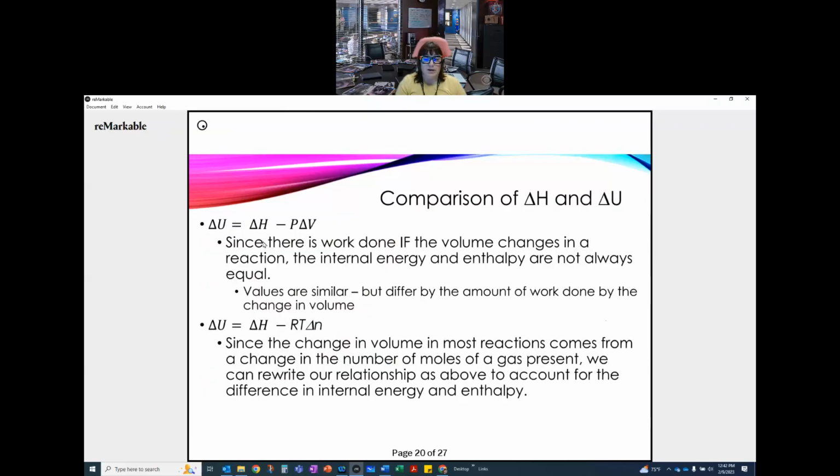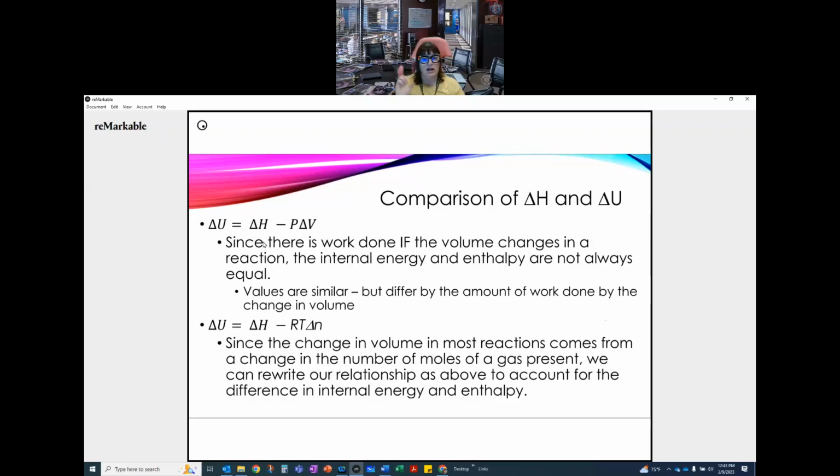Awesome, that was fun. Now, comparison of delta H and delta U. Since there is work done if the volume changes in a reaction, the internal energy and enthalpy are not always the same. The values are very similar, but differ in the amount of work done by the change in volume. So my delta U, that potential energy, is equal to the enthalpy, that delta H, minus RT delta N. R is my gas constant, T is the temperature, and delta N is the change in number of moles of gas. Since the change in volume in most reactions comes from a change in number of moles of gas present, we can rewrite our relationship that way.